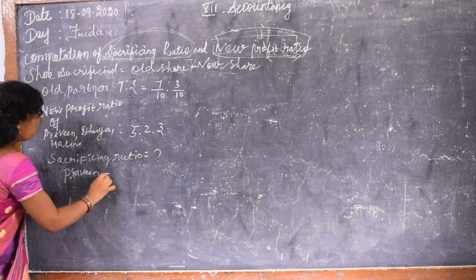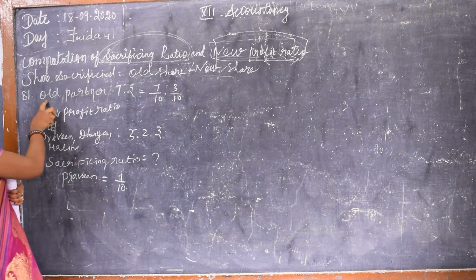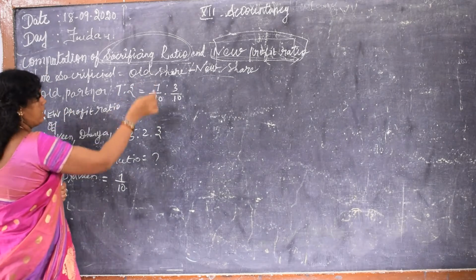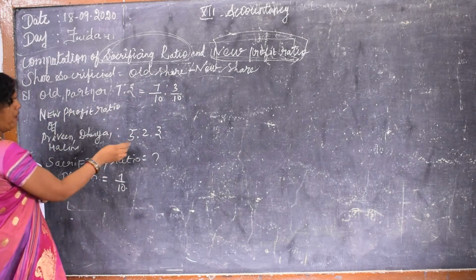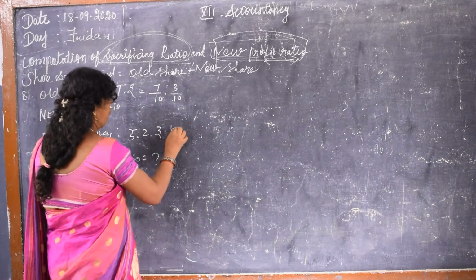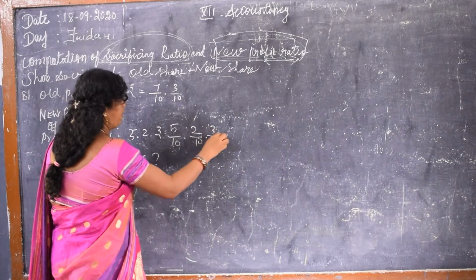Okay, Praveen. Praveen's old share is 7/10. I have written old partner. Old partners are Praveen and Danya only. 7/10. The new share partner is 5. Add this 5 plus 2 plus 3, 10. So 5/10, 2/10 and 3/10.